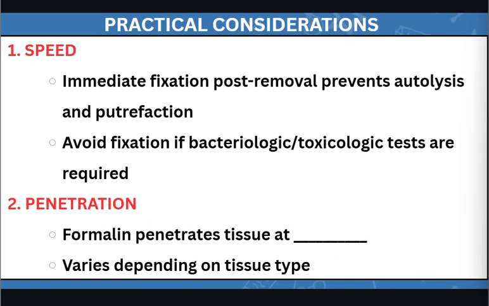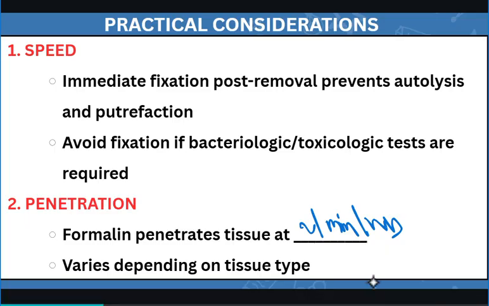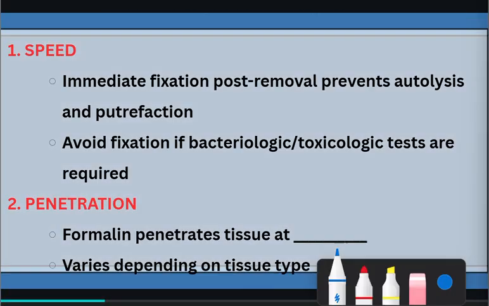And we have to consider the following: our speed and our penetration. For the speed, immediate fixation after removal prevents autolysis and putrefaction of our sample. Verification: if bacteriologic and toxicologic tests are required, they must be done first. And for penetration, formalin penetrates tissue at around 1 millimeter per hour. Okay, and it varies depending on the tissue type that we have.